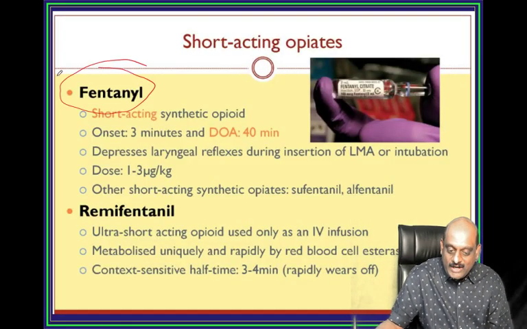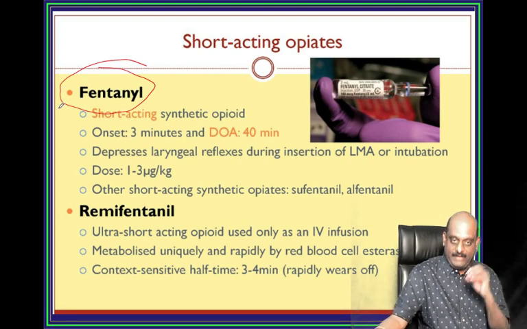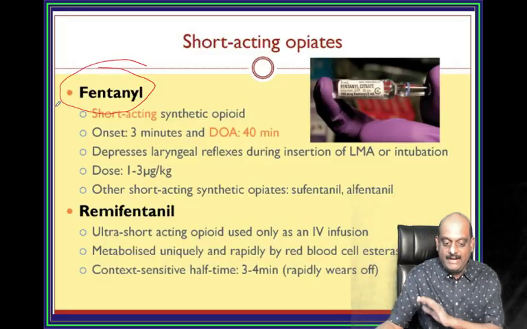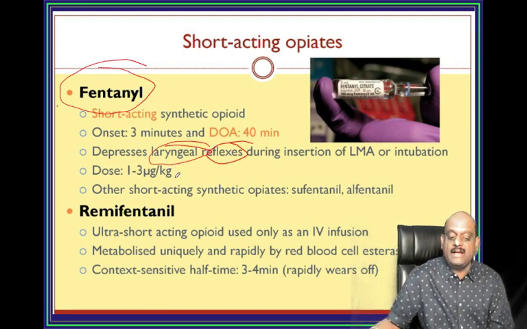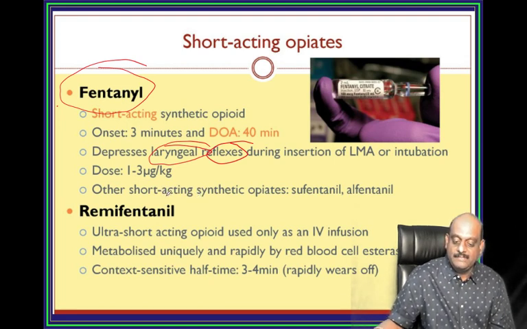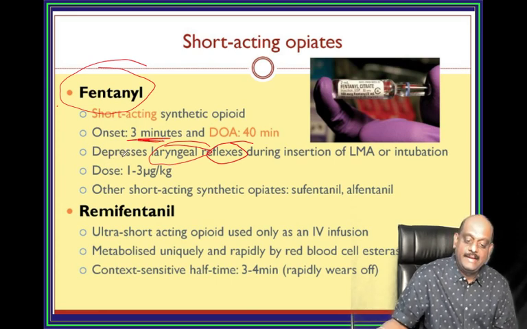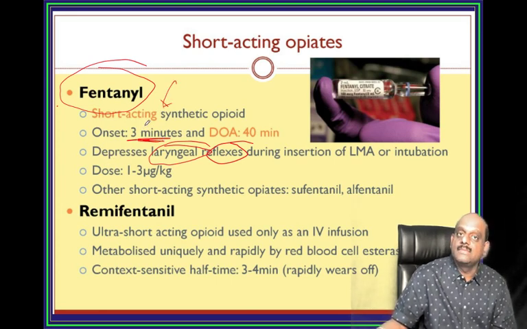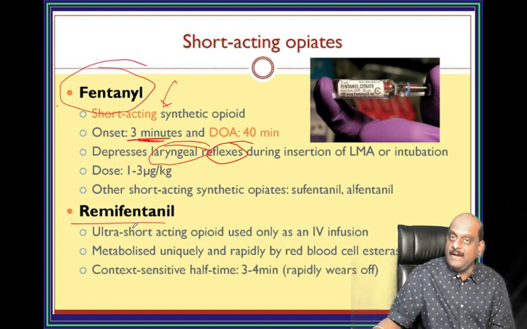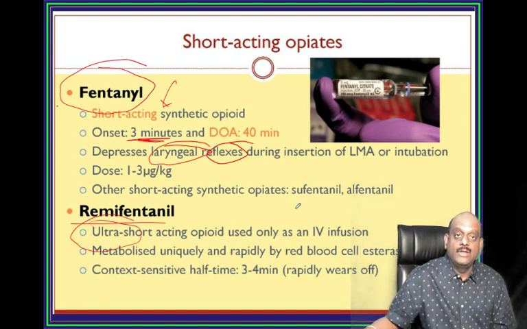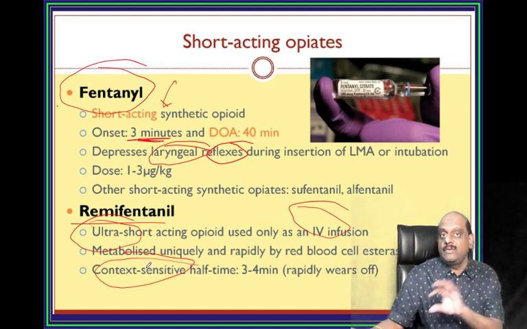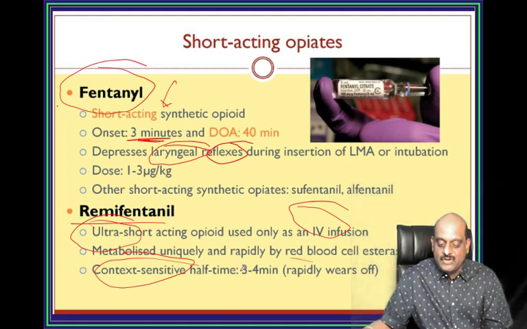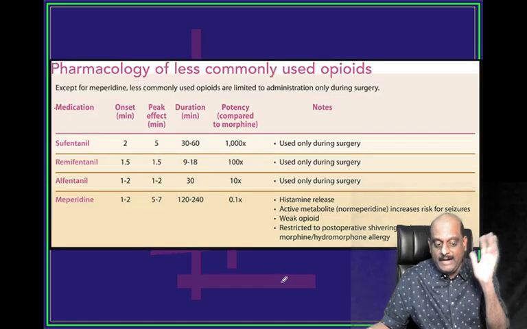Now, what are the short acting opiates, doctor? Fentanyl, remifentanil, as what we have discussed. Fentanyl depresses the laryngeal reflexes and onset is within 3 minutes. It is a short acting synthetic opioid. Remifentanil, already we discussed, ultra short acting, used only by IV infusion, and context-sensitive half-life is 3 to 4 minutes. So rapidly it wears off.